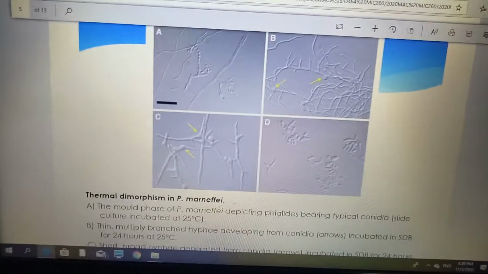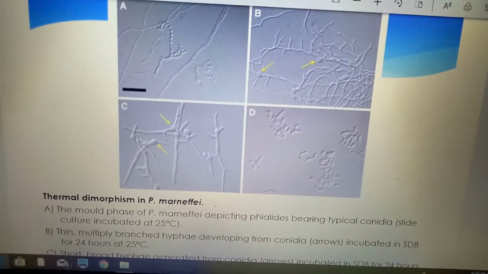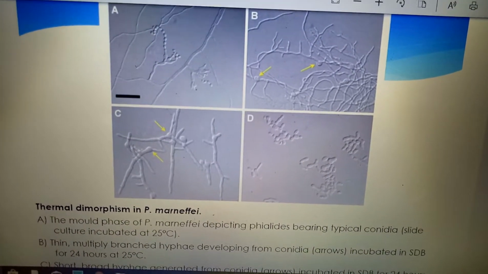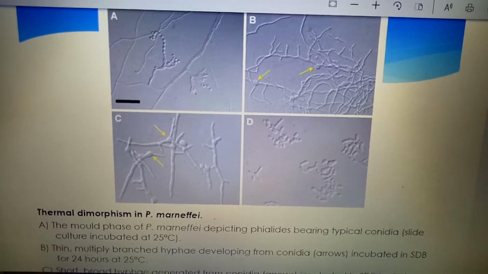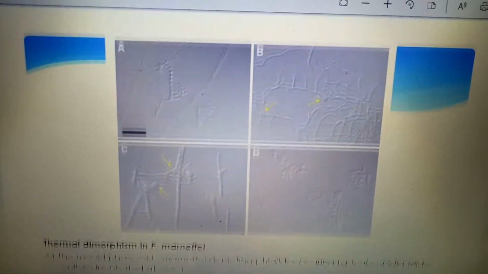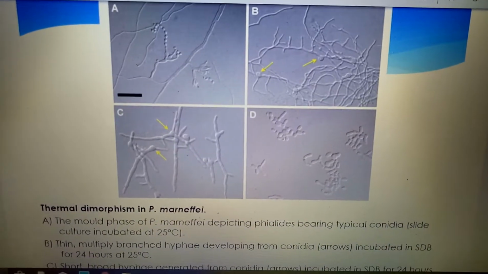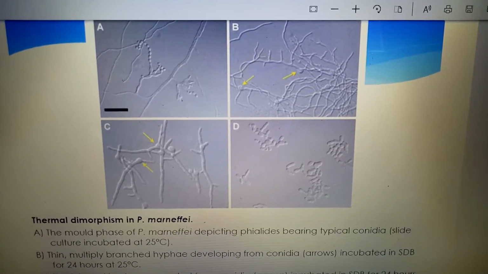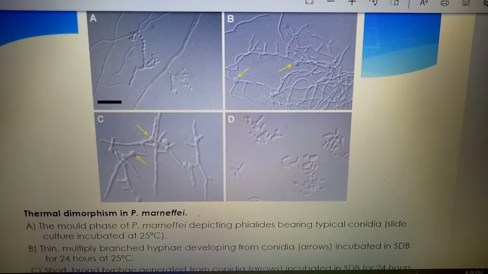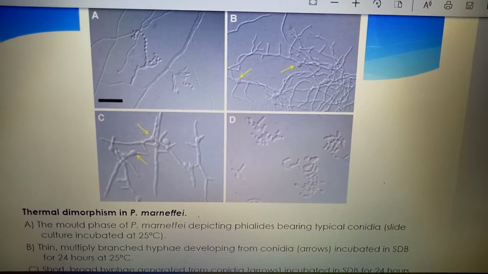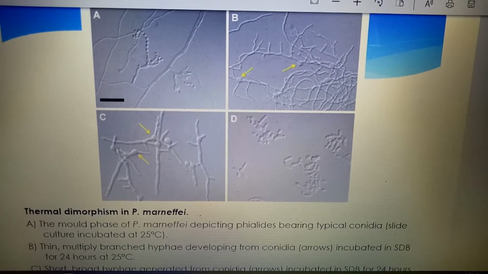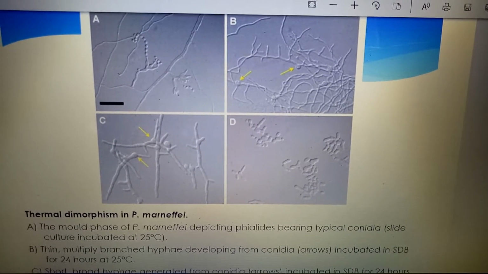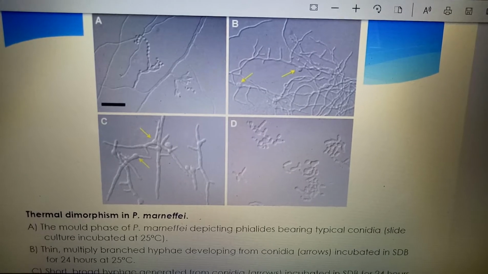As you can see here, this is about thermal dimorphism for P. marneffei. A up there, what is A? The mold phase of P. marneffei depicting pear-like conidiophores bearing typical conidia, slide culture incubated at 25 degrees Celsius.